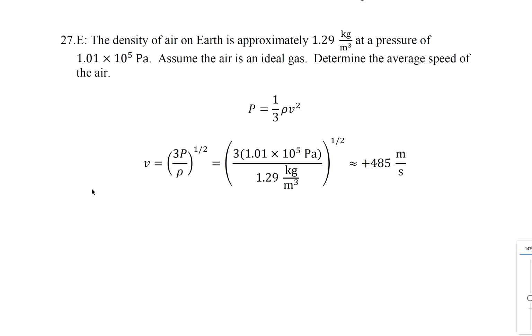Question 27. The density of air on Earth is approximately 1.29 kilograms per meters cubed at a pressure of 1.01 times 10 to the 5 pascals. Assume the air is an ideal gas. Determine the average speed of the air. So the average speed of air is about 500 meters per second. Crazy, yeah?